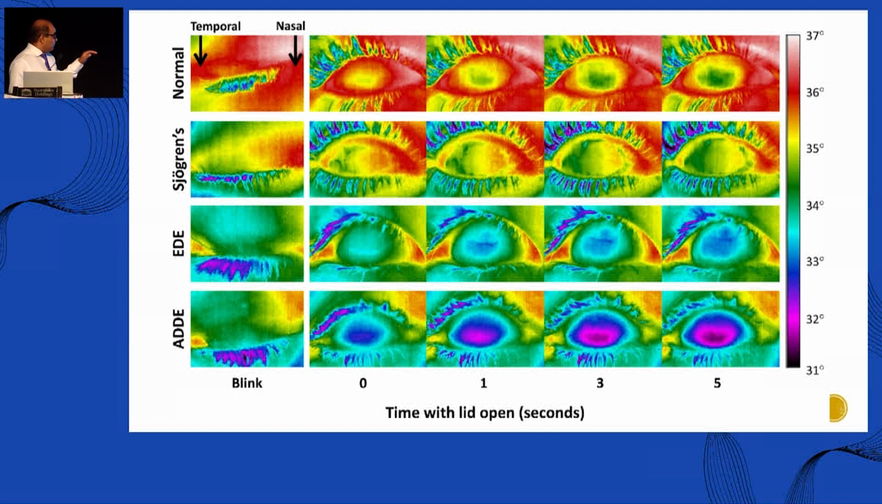You can see at the bottom of the line, the redness is very much less. That means the eye is cool, that means there is more evaporation. And at the top, there are normal values. Then with time, with the evaporation, the eye cools down. And this is the assessment of thermography, and we don't have it here, I think.